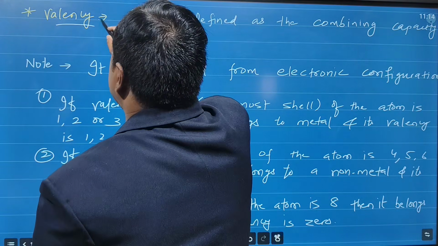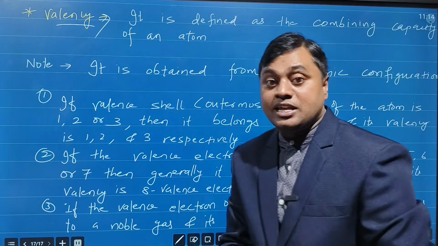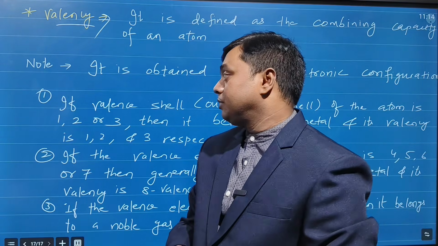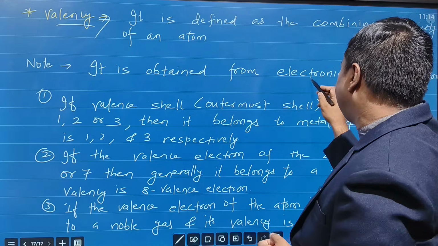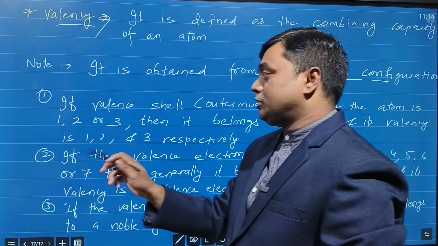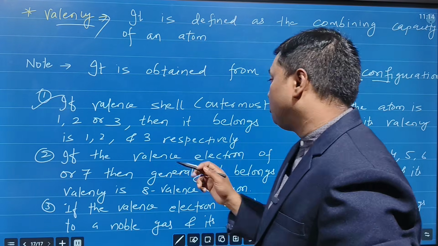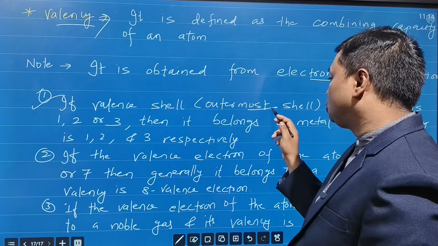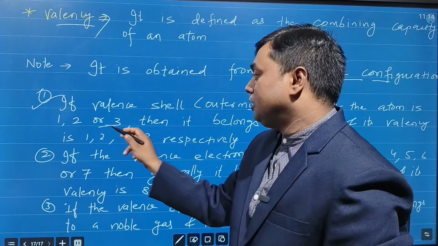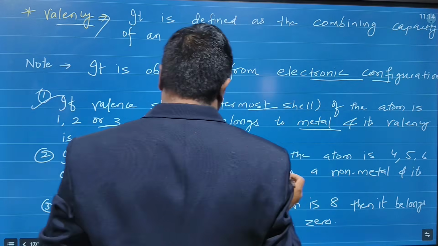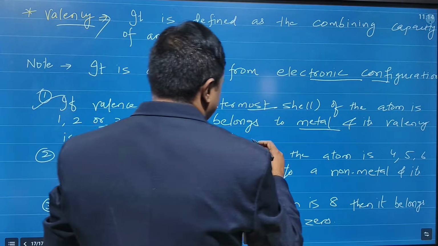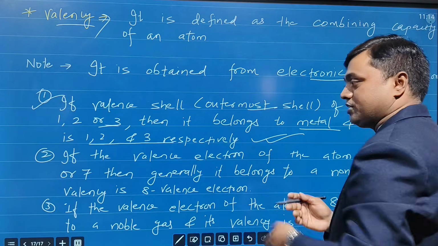So you can see valency is very important. What is valency? It is the combining capacity of an atom. Yes or no? So it is obtained from the electronic configuration only. What is the point I told you? If the valence electron of the atom, that is the outermost shell electron, is 1, 2, 3, generally it belongs to metal and valency is 1, 2, 3 respectively. You can glance over these points.